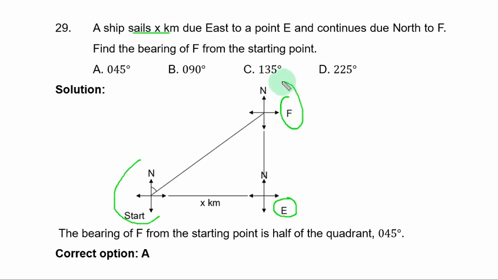So the bearing of F from the starting point is this angle. We can say by the given option that it is half of the quadrant, that is 45 degrees. 045 degrees in 3 digits.